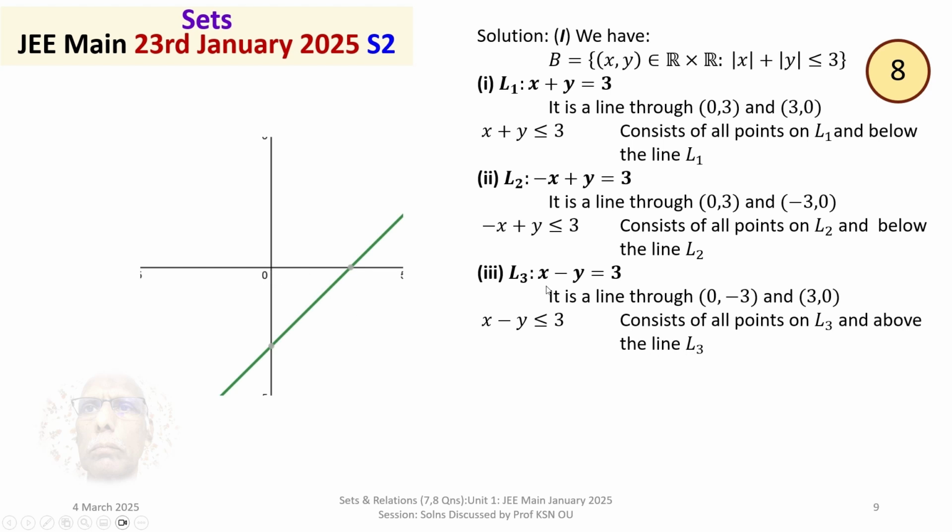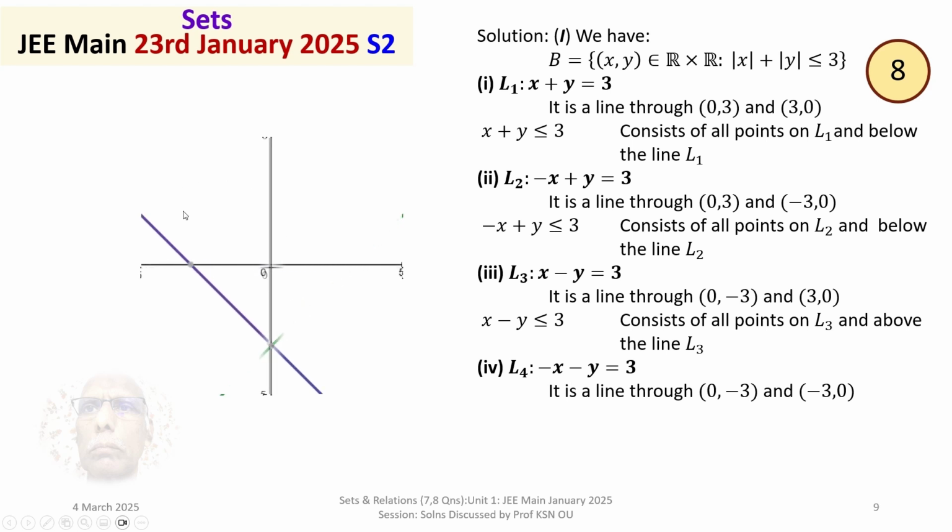Again 0, 0. Substitute in this. It is satisfied in this inequality. So it represents that region in which 0, 0 is present. That is above the line L3. Similarly, fourth case, x is negative, y is negative, L4 is minus x minus y is equal to 3. It is a line through 0, minus 3 and minus 3, 0. So this is the line. So these are the points. Right. And consider the inequality. Minus x minus y is less than or equal to 3 consists of all points on L4 and above the line L4.